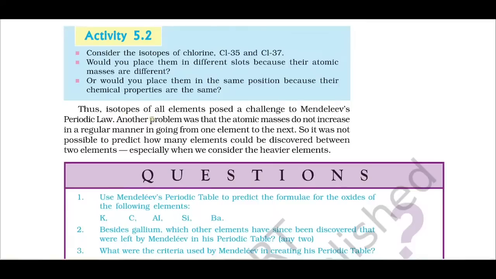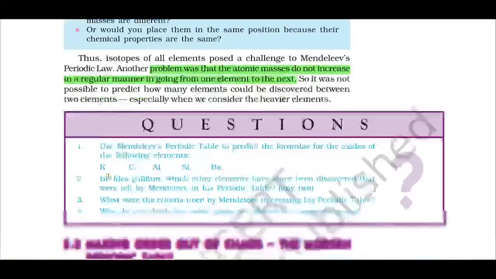Another limitation of Mendeleev's classification was that atomic mass does not increase in a regular manner in going from one element to another. These are the three limitations of Mendeleev's classification of elements.